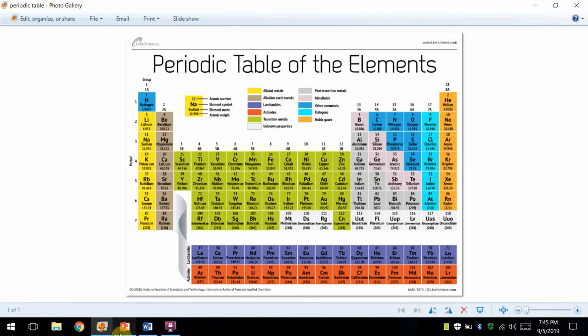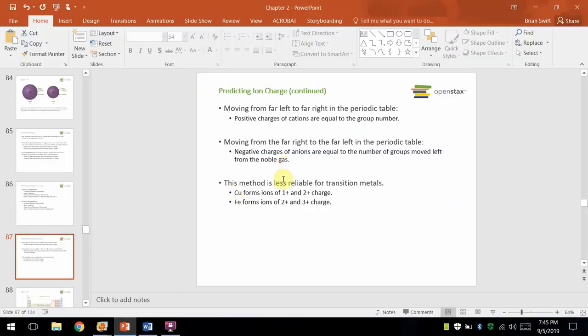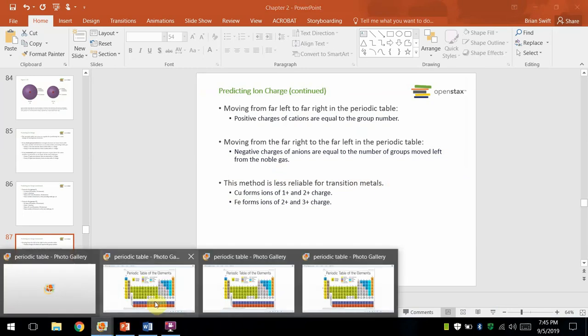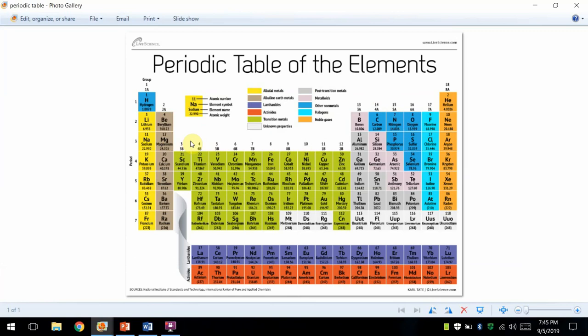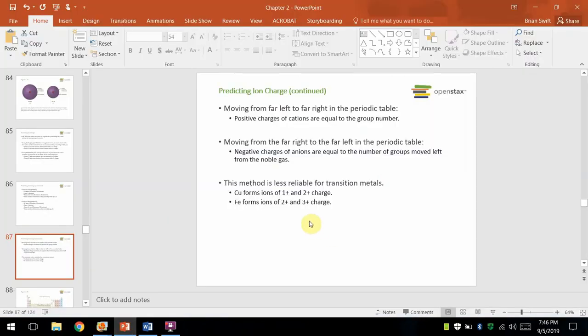Okay, back to this. This method is less reliable for the transition metals, and I've told you before that the transition metals actually tend to take on more than one charge. That is, sometimes they can be in the +1 state and the +2 state in different compounds. So we'll get into that later. Copper forms the +1 state or the 2+ state. Iron forms a 2+ state and a 3+ state.